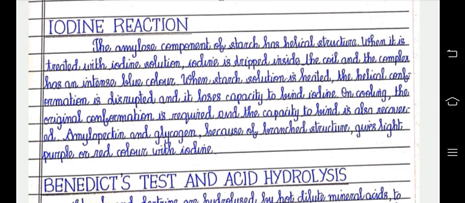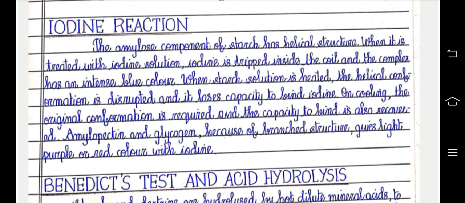Iodine reaction. A test specifically meant for starch. So we will be learning about that. The amylose component of starch has a helical structure. Amylose and amylopectin.